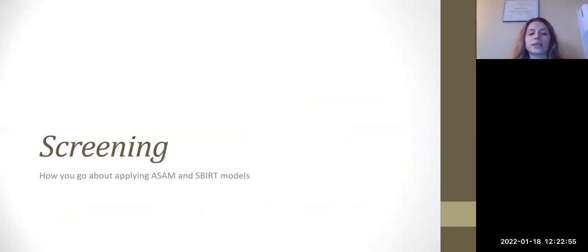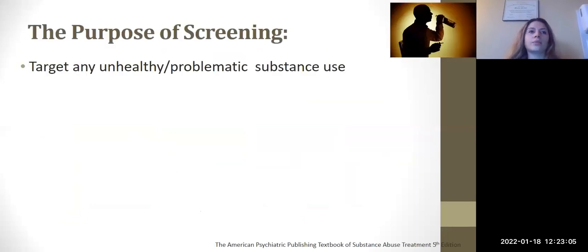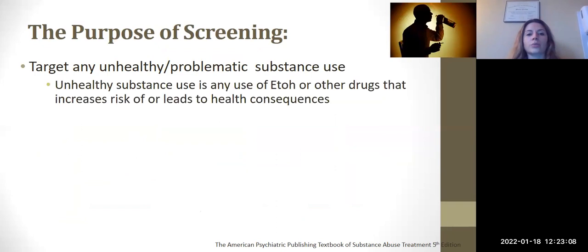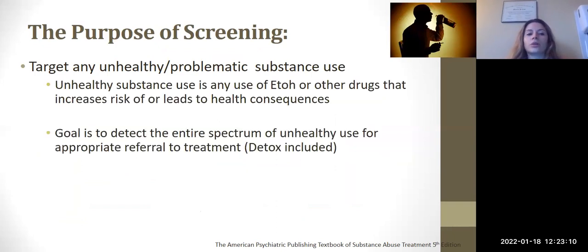So those are the screenings that can be applied to either the ASAM or the Aspert model, or other models that we didn't talk about today, that help move from universal screening into the diagnosis and treatment planning process. In general, screening helps us target unhealthy or problematic behaviors, including substance use, that we can ideally catch early. But at a minimum, we're catching them when they are a problem and getting them into the right treatment plan to deal with that. They're meant to detect the entire spectrum of the health behaviors.